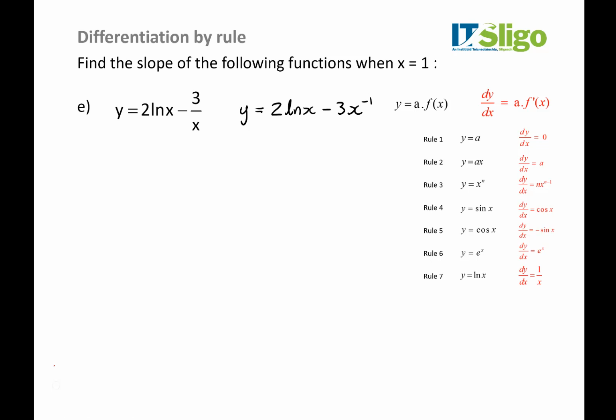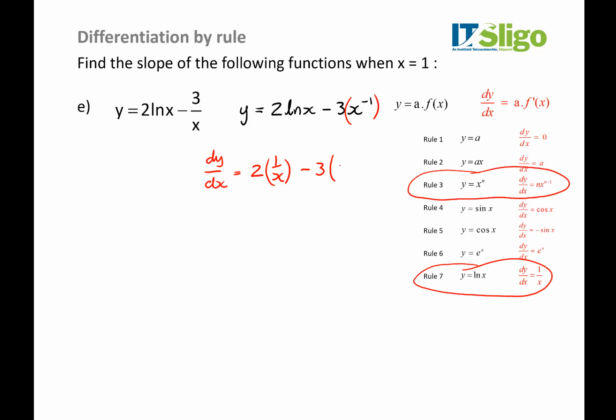So now when I get my derivative, dy/dx, the 2 stays. The derivative of natural log is just 1 over x. The minus 3 stays. Again, I'll just do it a little bit more laboriously. I think I might have gone through some of the other ones a bit faster. So the minus 3 stays. Now, using rule 3, I bring down the power, I keep my x, and I add minus 1 to the old power.